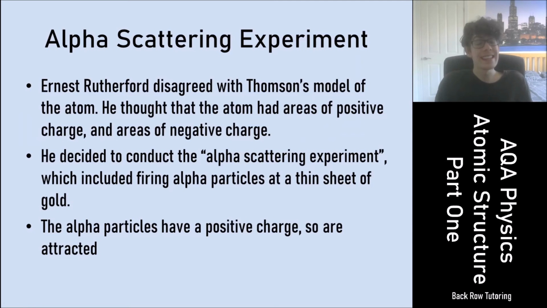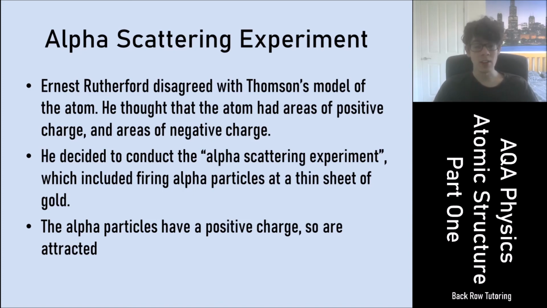Ernest Rutherford disagreed with Thomson's model of the atom. He thought that the atom had areas of positive charge and areas of negative charge. So J.J. Thomson thought that the atom was this super positive charge with negative bits scattered inside, but Ernest Rutherford disagreed with Thomson, and he thought that the atom had areas of positive charge and areas of negative charge rather than it all being jumbled together.